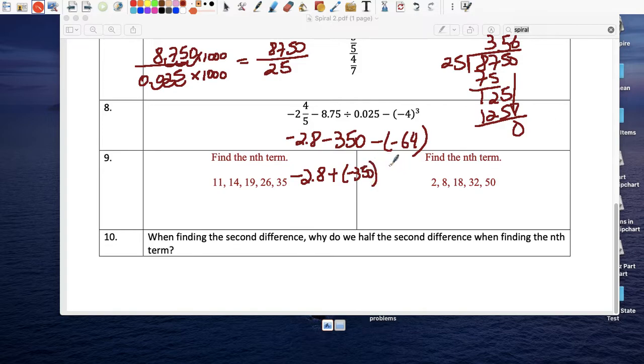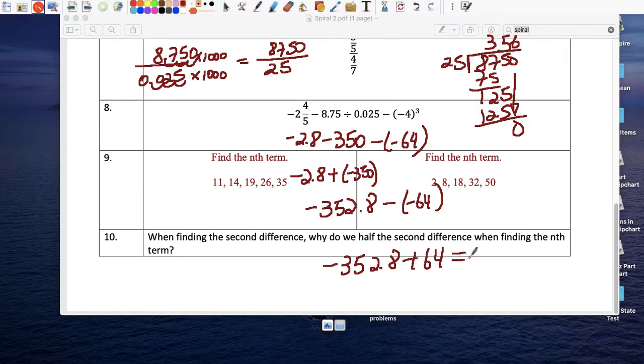I like to do those first. So we're adding 2 negatives. We're going further to the left on the number line. It gives me negative 352.8. Then minus negative 64, which, to be honest, I could have automatically just changed to plus 64. So now negative 352 and 8/10 plus 64.